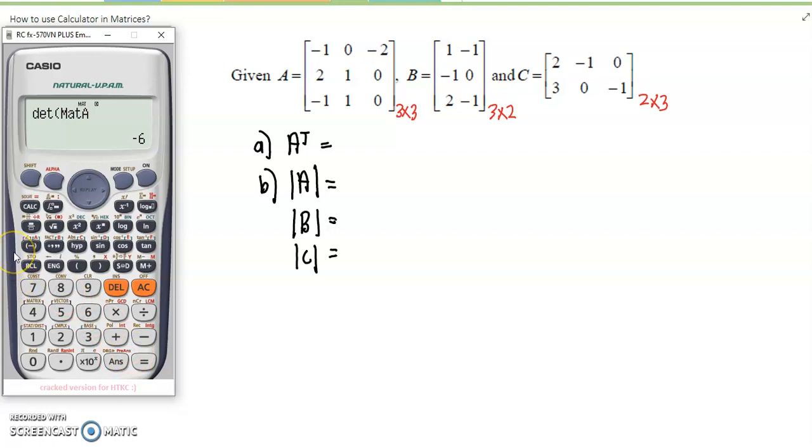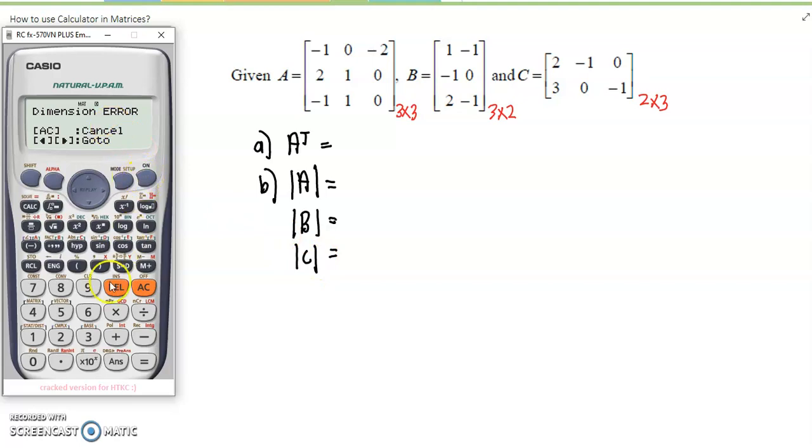We try to find the determinant for matrix B. Go to AC. Shift 4, 7, and choose matrix B. Shift 4, matrix B will be 4. Equal. The dimension error means we cannot find the determinant of matrix B, because the matrix must have an equal number of rows and columns. The same goes for matrix C.